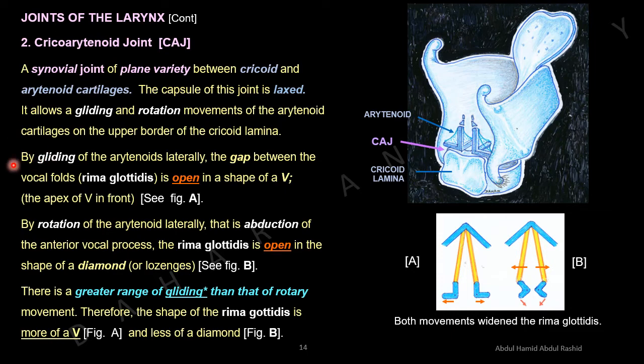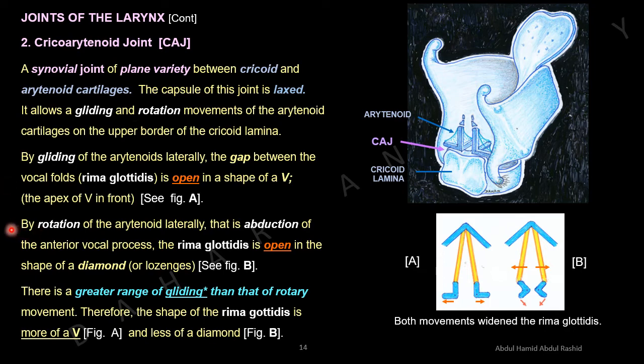By gliding of the arytenoids laterally, the gap between the vocal folds, the rima glottidis, is open in the shape of a V, with the apex of the V in front. See figure A. So by gliding laterally, you have a V-shaped rima glottidis.